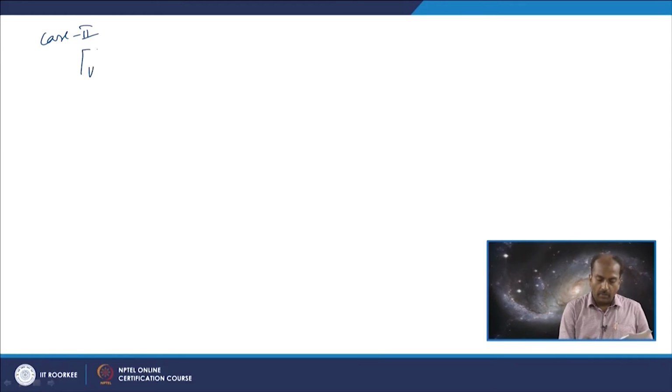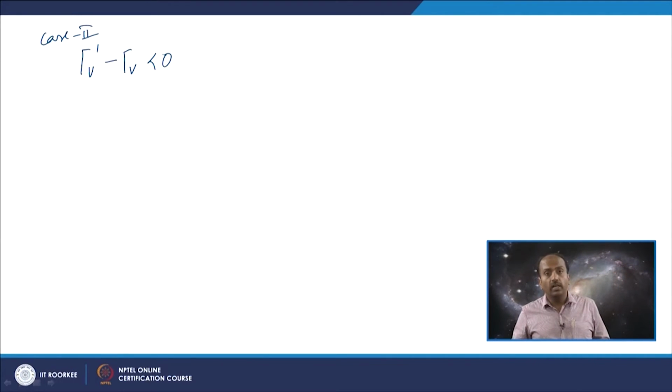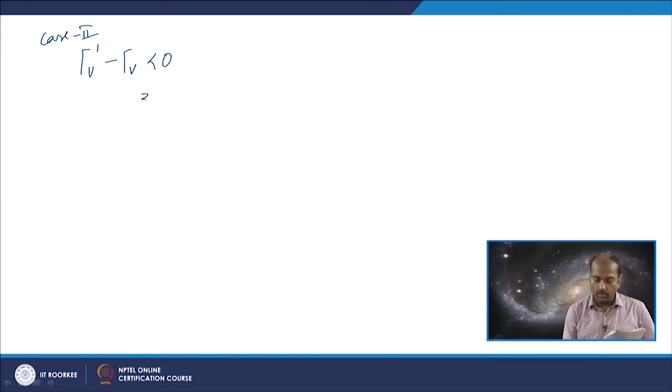So, here gamma v prime minus gamma v is less than 0. So, the parcel lapse rate is less than the environment lapse rate, right. So, in this case what happens is we can use the same equation again. So, the same equation is z double prime plus lambda square z is equal to 0.